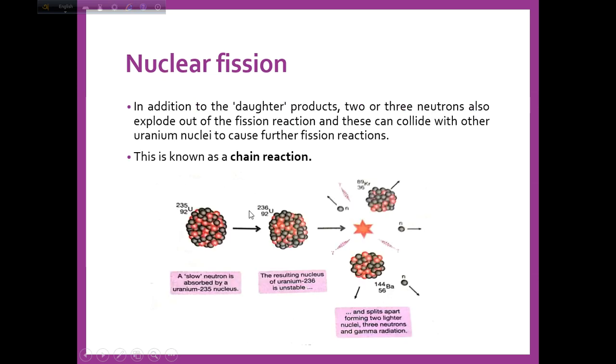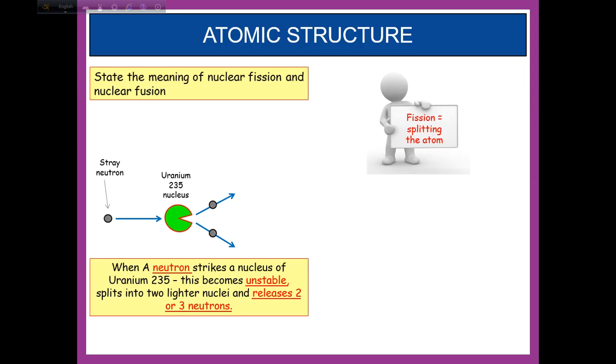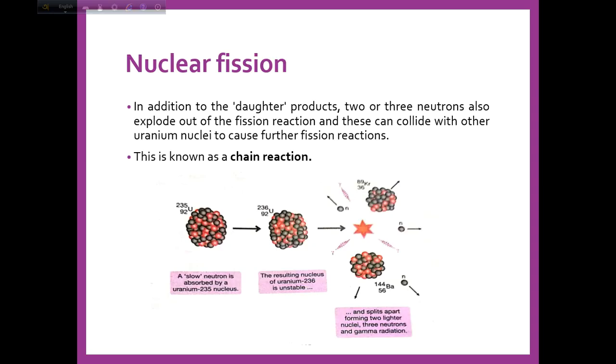So what we can see is that in addition to the 2 daughter products, barium and krypton, 2 or 3 neutrons are also released from the fission reaction that we have already discussed, and these can collide with other uranium nuclei to cause further fission reactions. Usually this process is known as a chain reaction. In a chain reaction, the reaction takes place without control, and these slow-moving neutrons later hit other uranium-235 nuclei, so the process continues like a chain. That's why it's called a chain reaction.